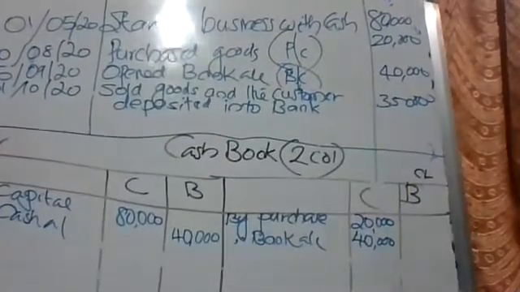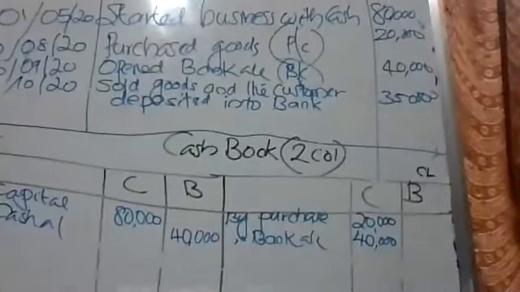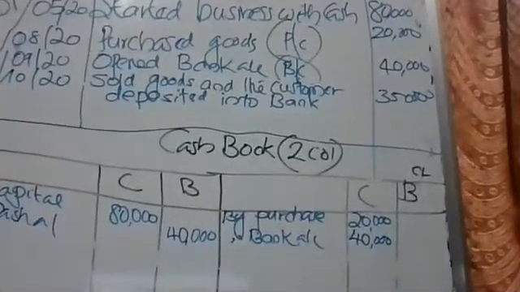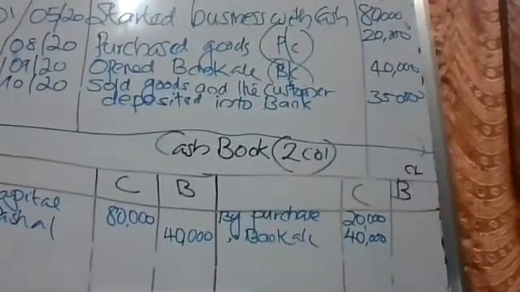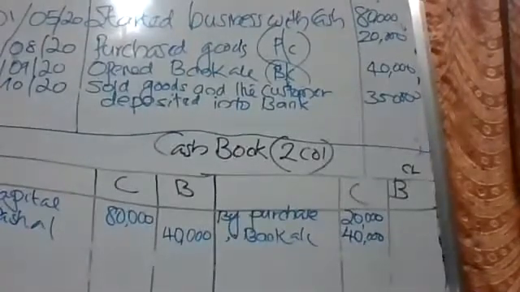Tell me. He sold the goods, sir. Sir, the customer sold goods, sir. And the money he got from that, he deposited into the bank, sir. We sold goods. Customer didn't sell the goods. We sold goods. We means business. We sold goods to the customer, and the customer, instead of giving money into our hand, deposited into our bank account. That's the meaning.